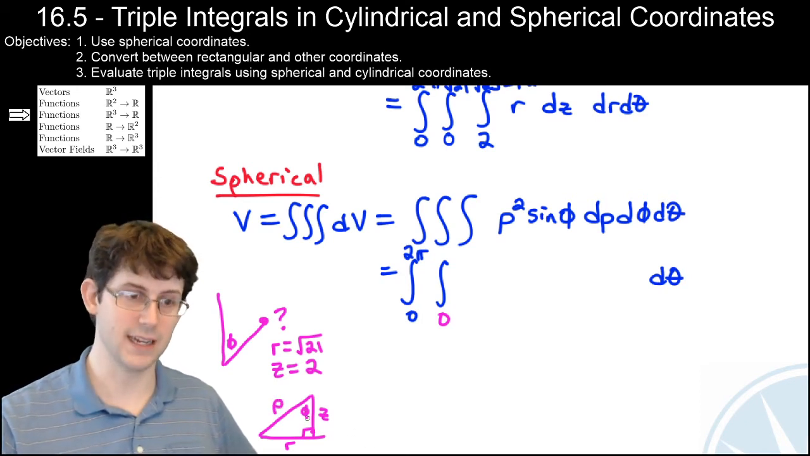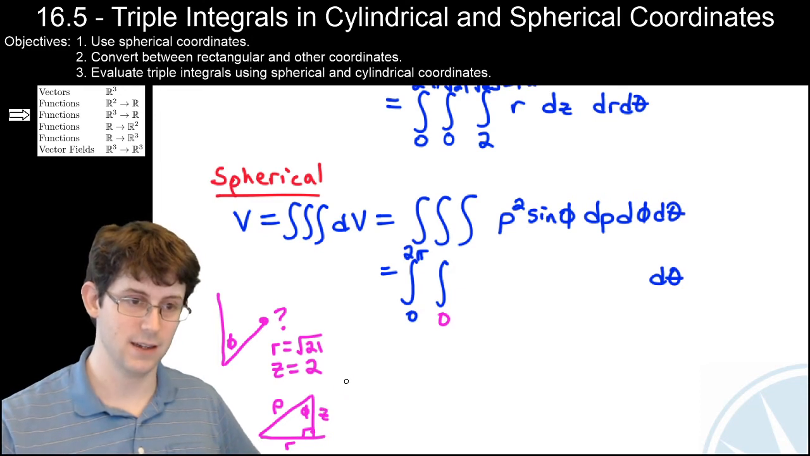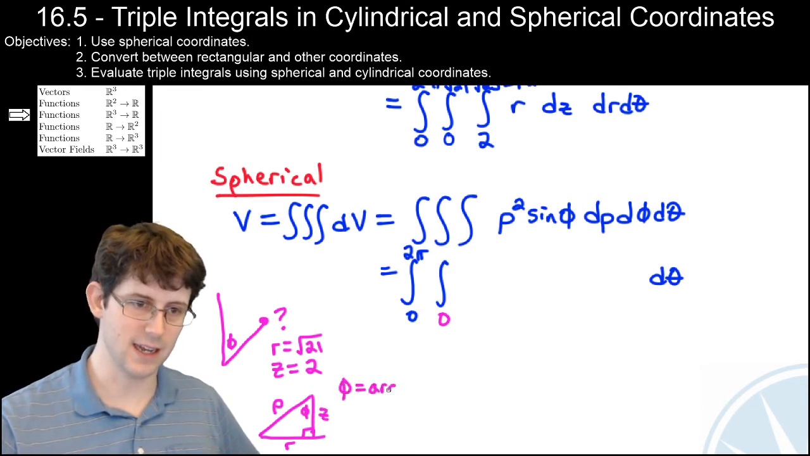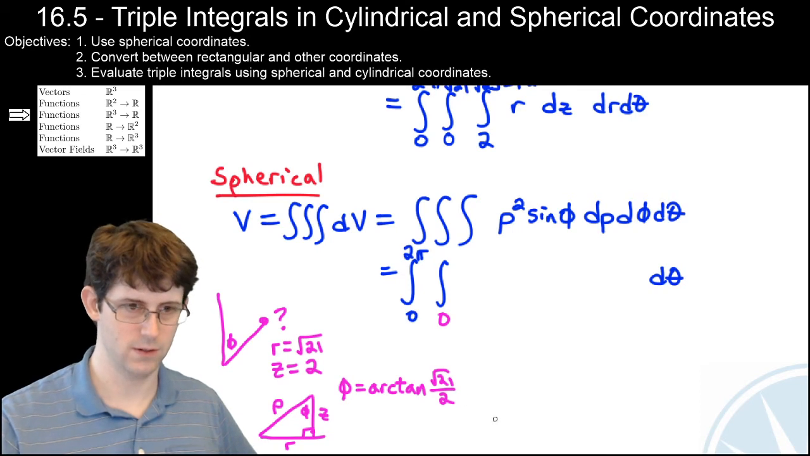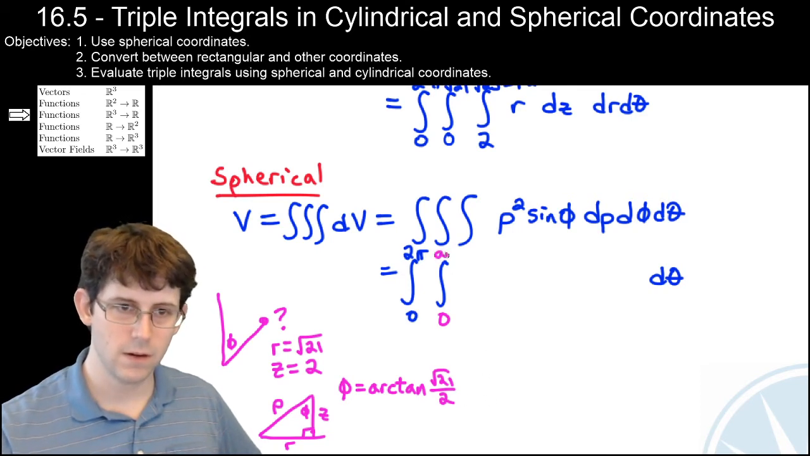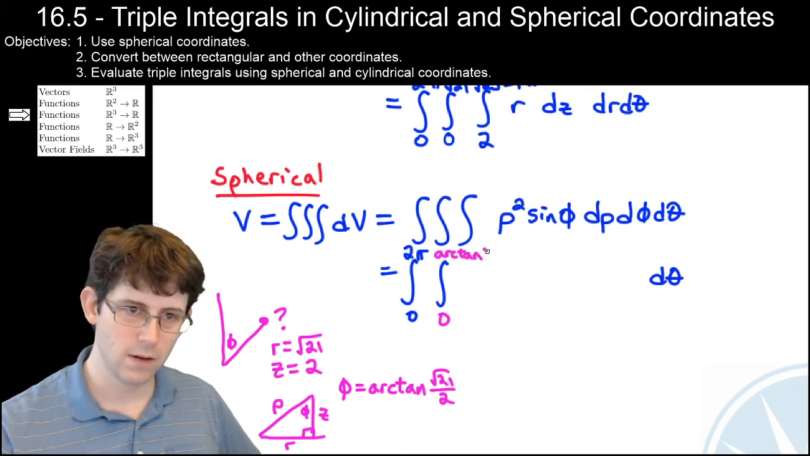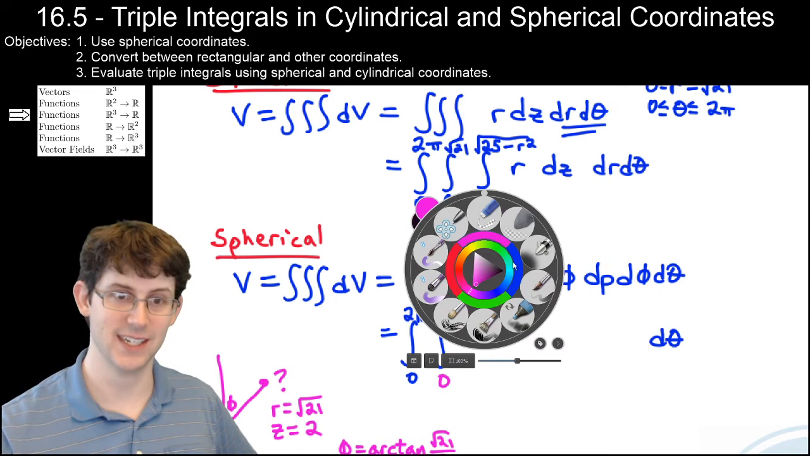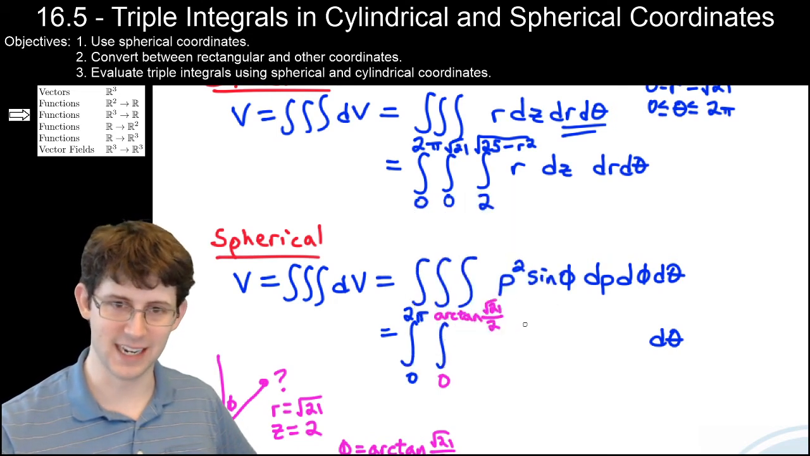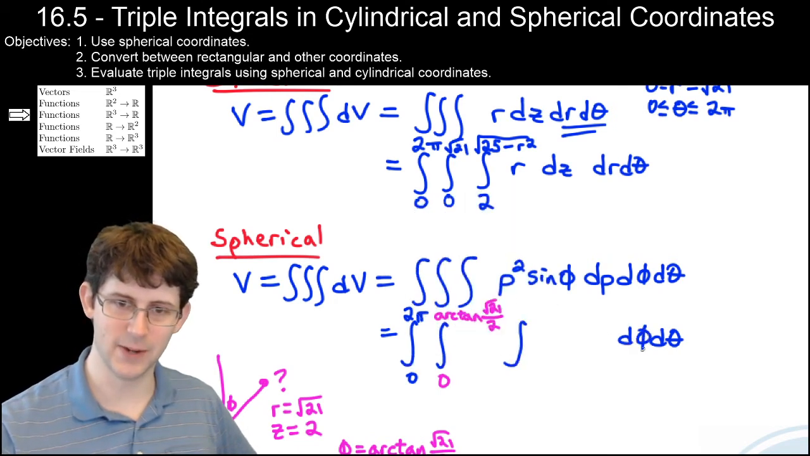We can figure out what phi is because we know r and z. The tangent of phi here would be r over z, so phi is arctan of r over z, which is root 21 over 2. Okay, no thanks. If I actually have to find this volume, I'm all in on cylindrical. But whatever, we'll finish setting it up. That's the phi bounds. Then let's get the rho bounds.